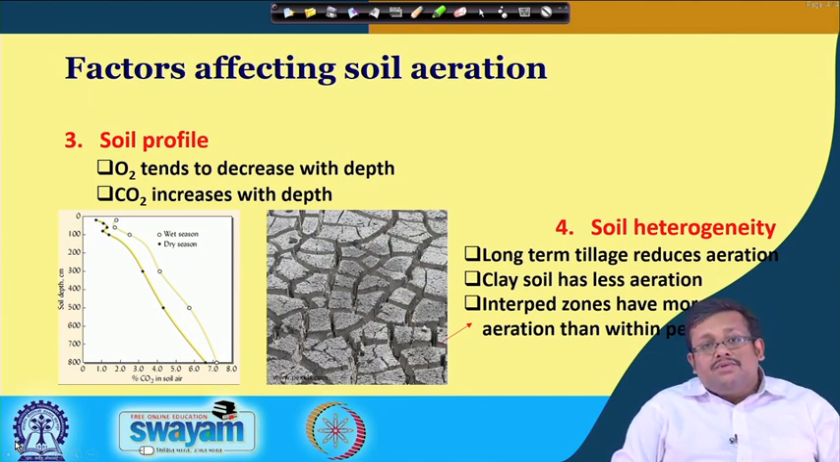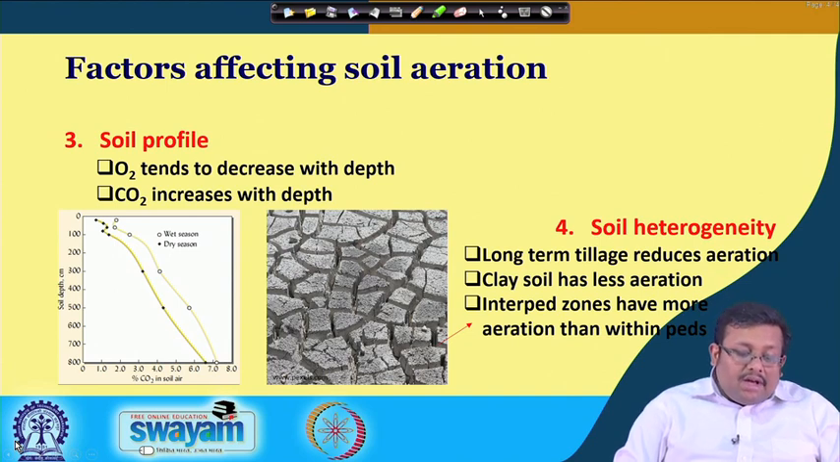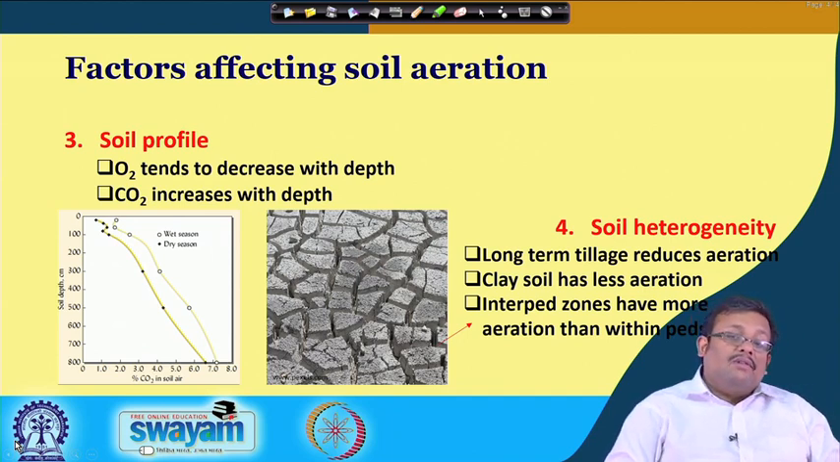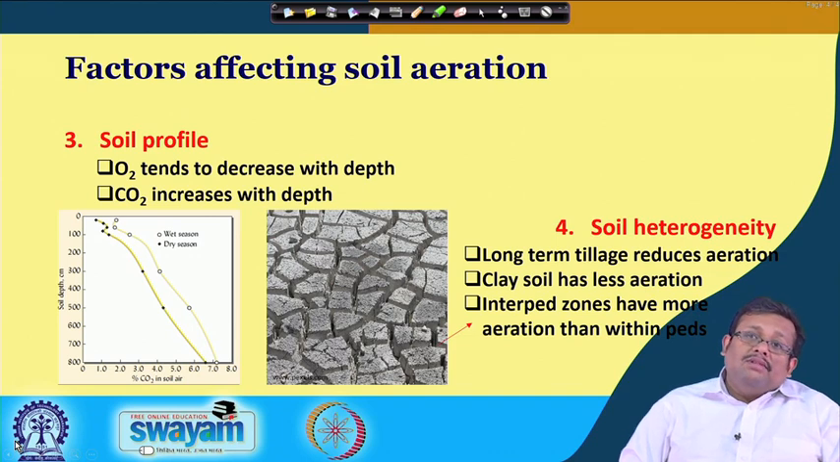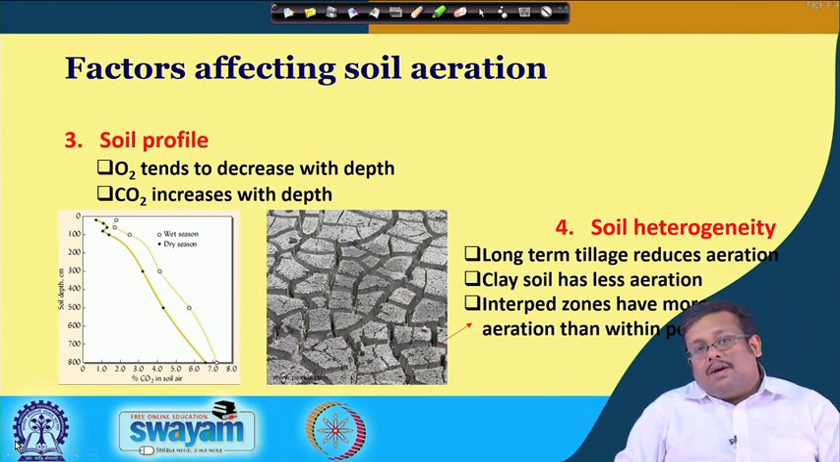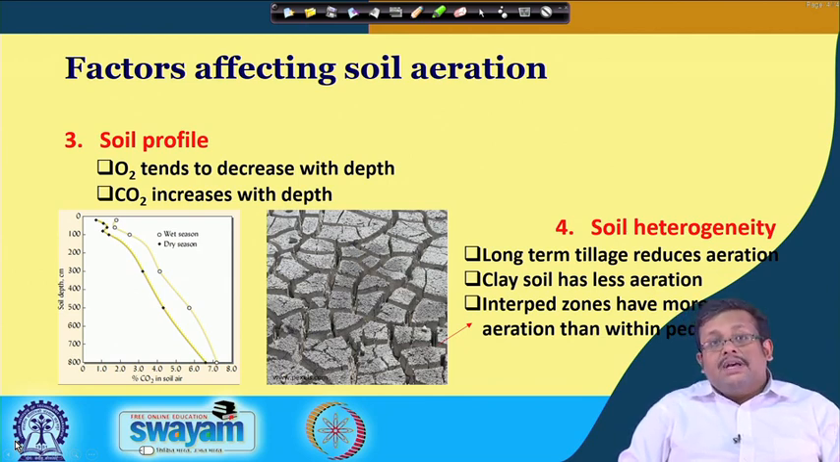So, we were talking about soil factors affecting soil aeration. One of the major factors is the soil profile, and you know that oxygen tends to decrease in the soil with depth, and the vice versa trend is found in the case of carbon dioxide, which generally increases with depth in the soil. Soil heterogeneity also influences soil aeration, because long term tillage reduces aeration, clay soil has less aeration, and interpade zones have more aeration than within the pades.